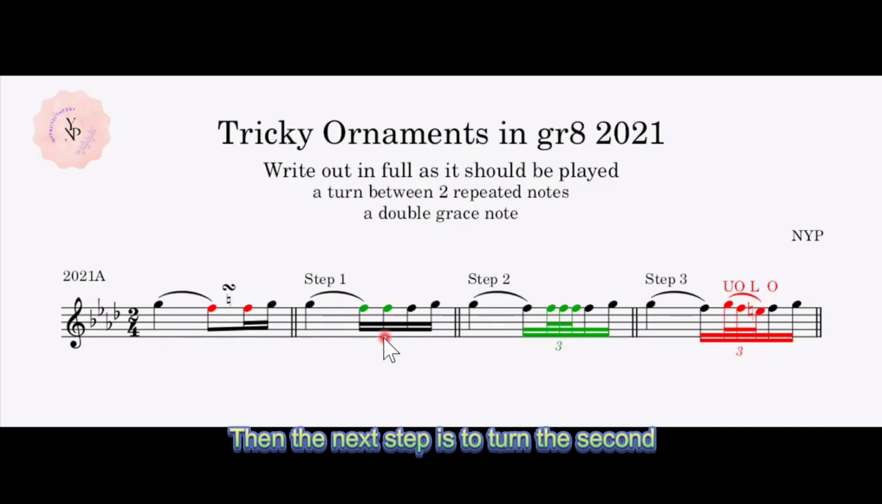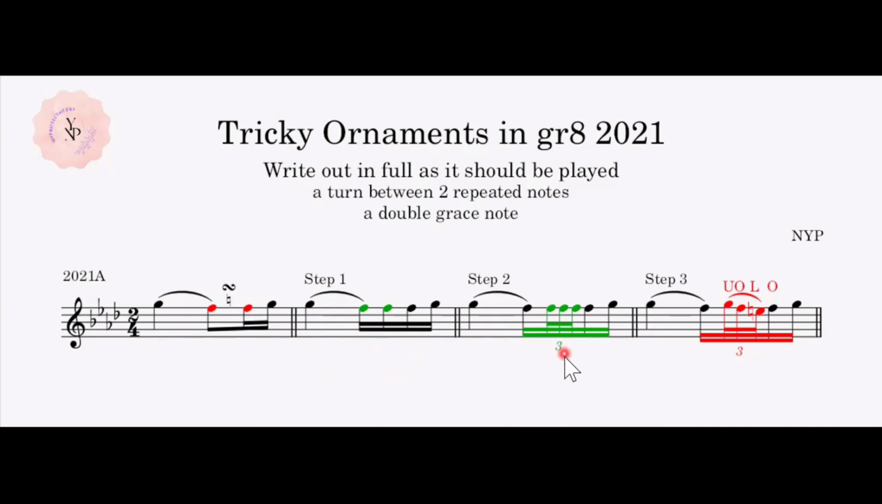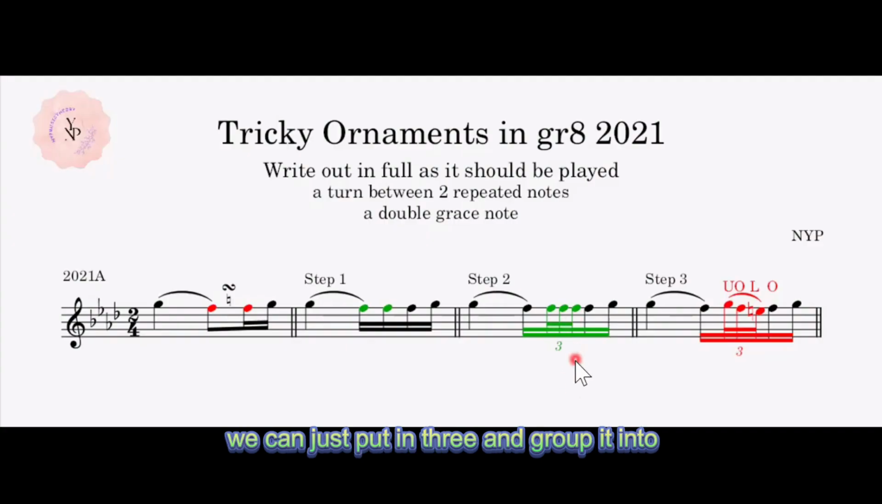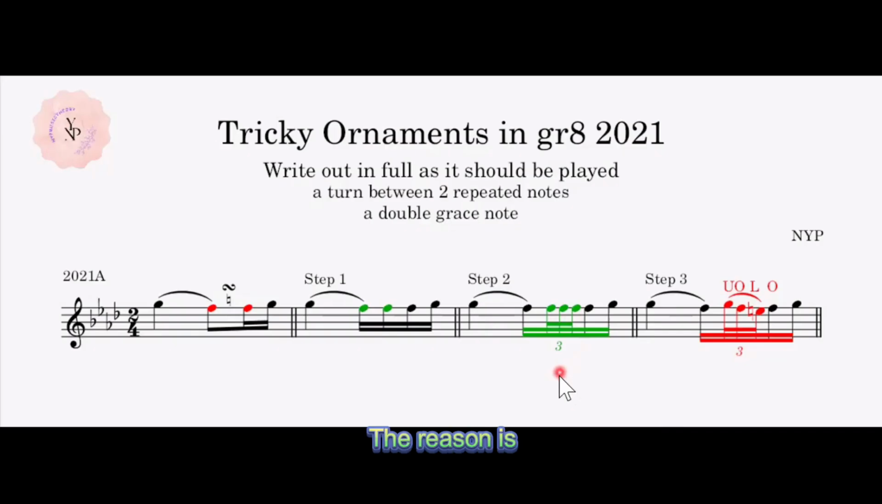Then the next step is to turn the second semiquaver into the pattern of the UOLO. UOLO consists of four notes, but right now we can just put in three and group it into a triplet. The reason is the O is already from the question. So if we write UOLO, that will be an extra note, so it doesn't sound smooth. In this case, it's a little bit tricky, so we include the original F semiquaver into the UOLO pattern.